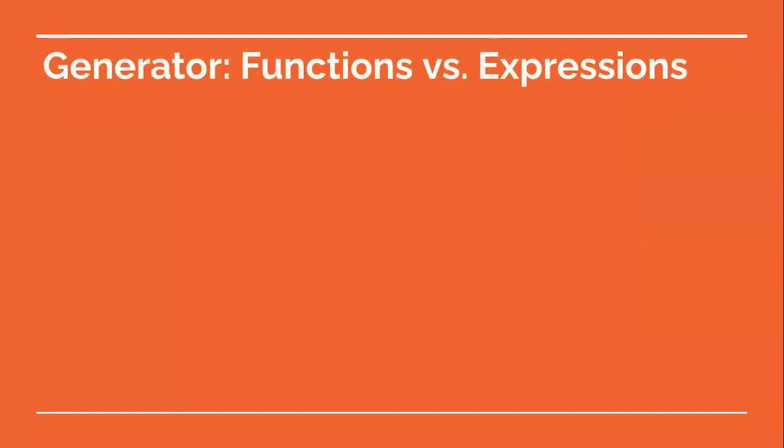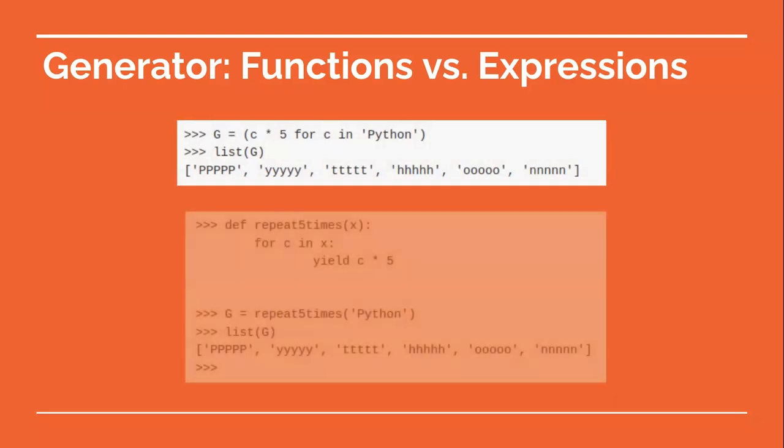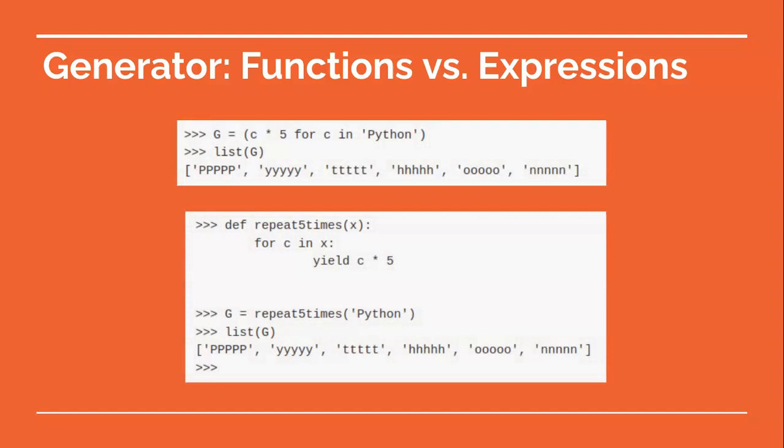Now, we are going to compare the functions with expressions. The same iteration can be coded with either a generator function or a generator expression. Let's look at the following example, which repeats each character in a string 5 times. The equivalent generator function requires a little bit more code, but as a multi-statement function, it will be able to code more logic and use more state information if needed.